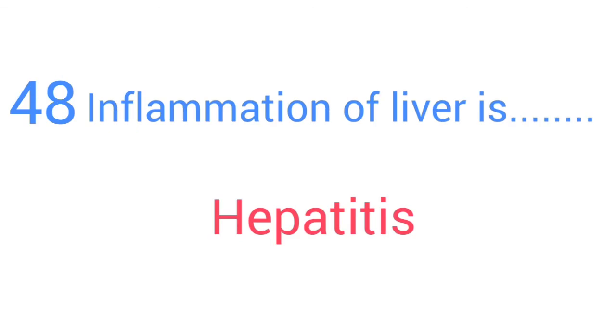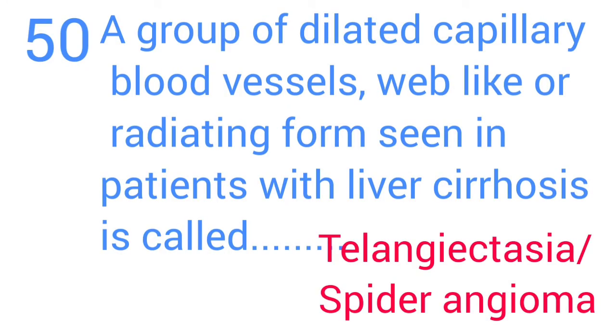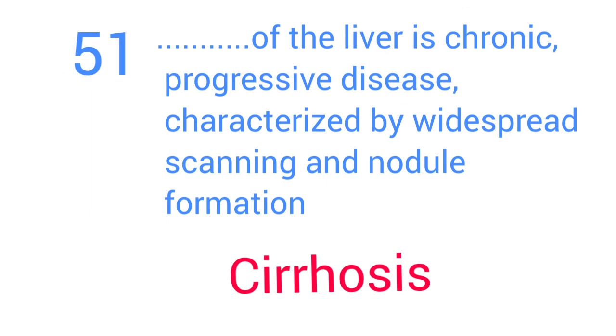Inflammation of liver is dash, hepatitis. Covering of the liver is dash, Glisson's capsule. A group of dilated capillary blood vessels, web-like or radiating form, seen in patients with liver cirrhosis is called dash, spider angioma or telangiectasia. Dash of the liver is a chronic progressive disease characterized by widespread scarring and nodule formation. Cirrhosis.